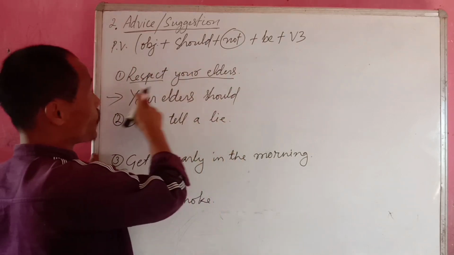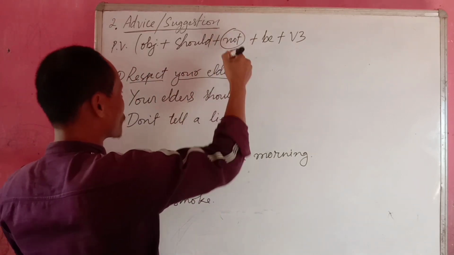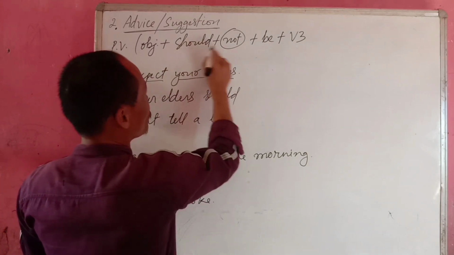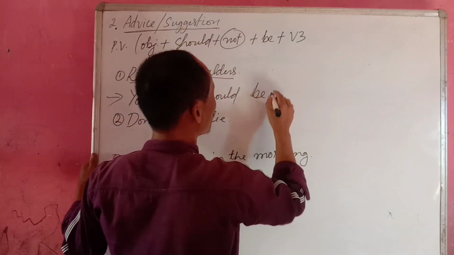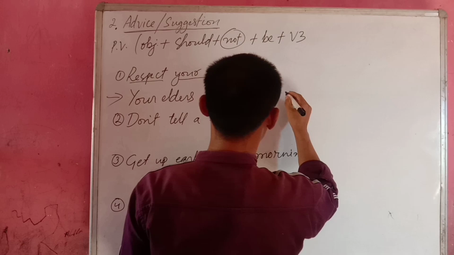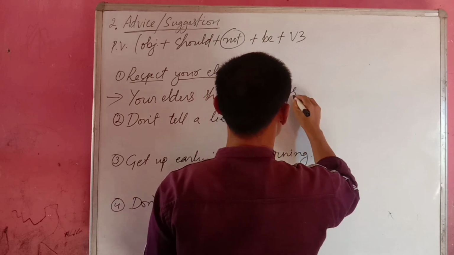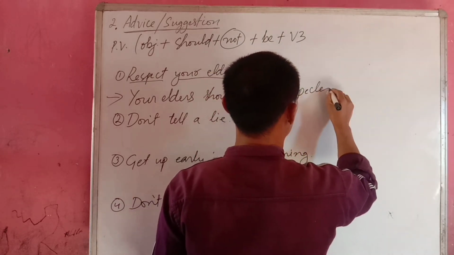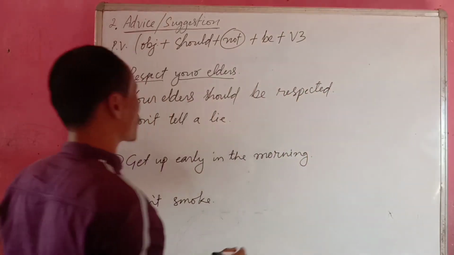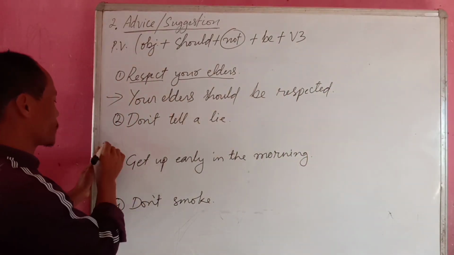Since this is an affirmative sentence, we will not use "not". Your elders should be, and the verb we will change into the third form, that is, respected. Your elders should be respected.